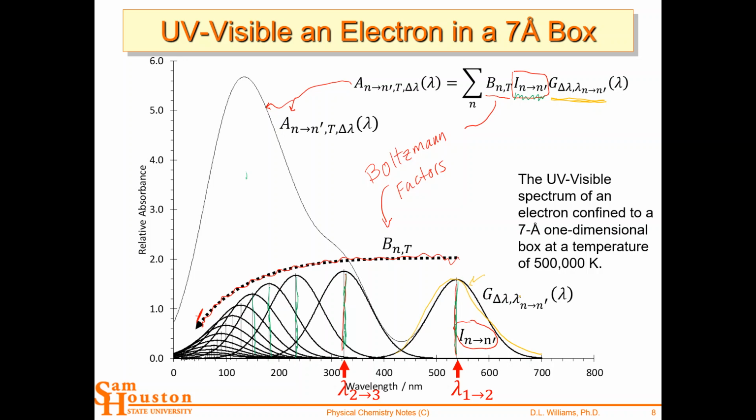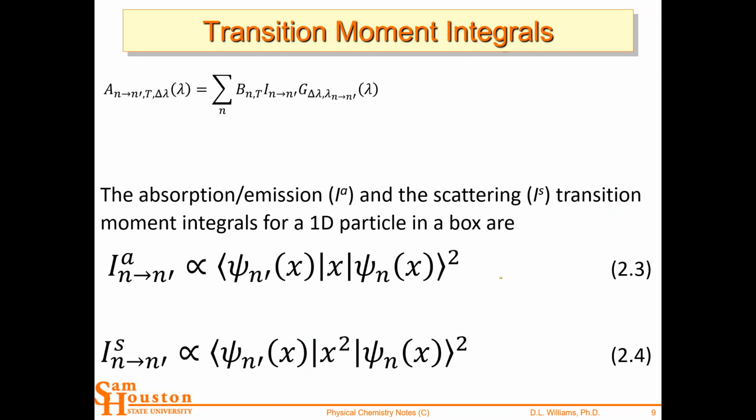And so it's also typically the one that we see if it's just the instrumental line shape that's governing the resolution of the experiment. So all three of these pieces, the intensity factor, the probability factor, the Gaussian line shape, and the Boltzmann factor contribute to the overall spectrum, and that contributes to the y-axis or intensity axis of the spectrum. Those transition moment integrals, those I values, are essentially the probabilities of light interacting with the wave functions to give us that transition.